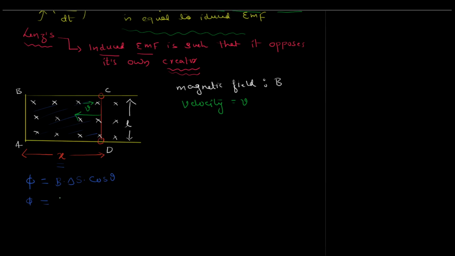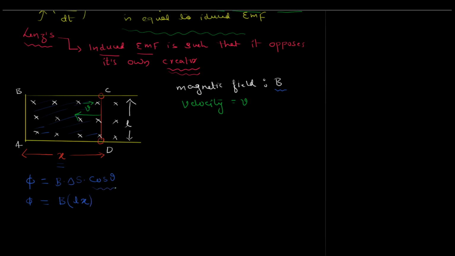In this case, magnetic field, as already suggested here, is B. Area is going to be this entire area right here, and that seems to be the area of a rectangle, which is length into breadth, which is X into L. So I'll just write the area as L into X, all right, into cos theta.